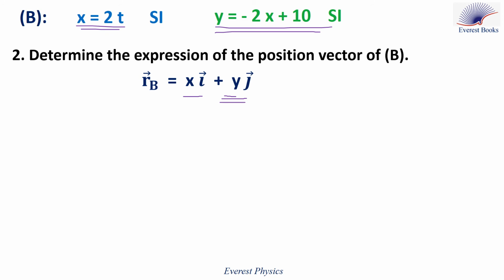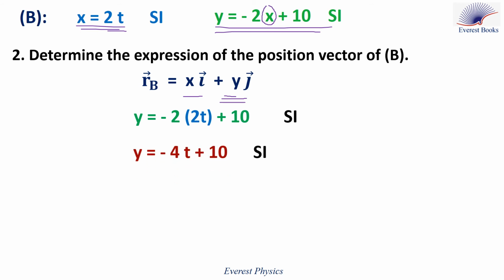Then let's replace x in the expression of y by 2t. This is going to be y equals minus 2 times 2t plus 10. Therefore, y equals minus 4t plus 10. Now we are ready to write the expression of the position vector. It is 2t i plus (minus 4t plus 10) j, and it is expressed in SI units.